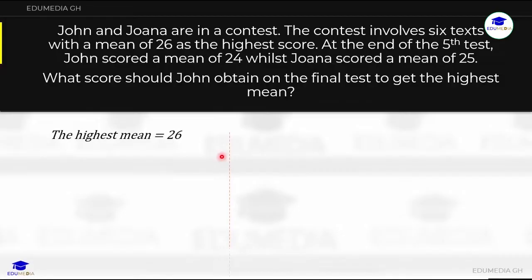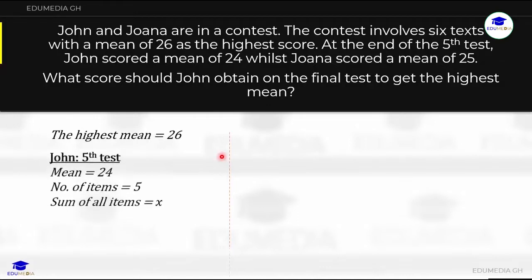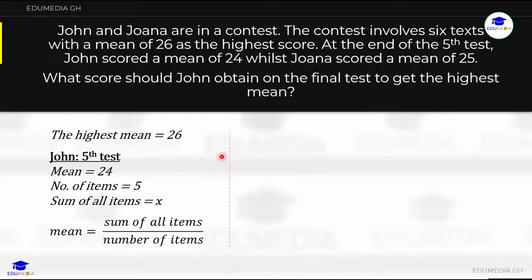So by the end of the 5th test, John already has a mean of 24, and the number of items that helped John get this mean of 24 is 5. We want to know the sum of all the items, all these 5 tests. When we add them up together, what do we get? We don't know that yet, so we need to find that. Now to find that, we're going to use the mean formula: the sum of all items divided by the number of items.